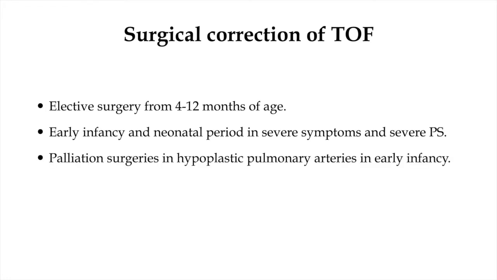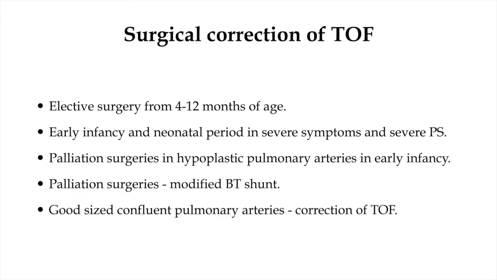In early infancy in symptomatic patients, if hypoplastic pulmonary arteries are present, then palliation surgeries like modified BT shunt should be followed. Modified BT shunt is basically a shunt between the subclavian artery and the branch pulmonary artery. By doing the modified BT shunt, we are ensuring that there is an increased pulmonary blood flow. It will decrease the hypoxemic episodes in the patient, and it will give time for the pulmonary arteries to increase in size. When the pulmonary arteries are good enough, the patient can undergo the correction of the TOF.